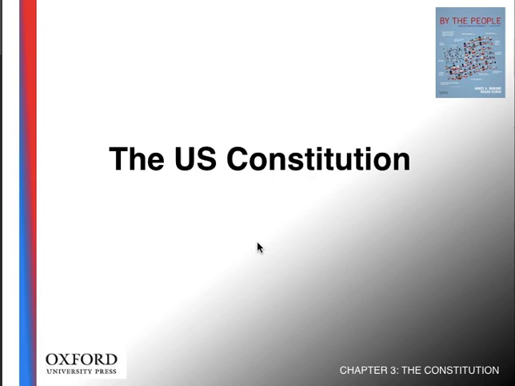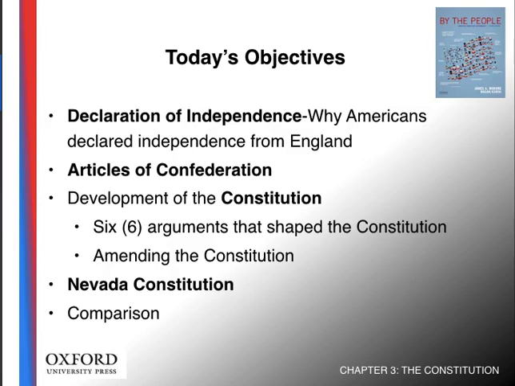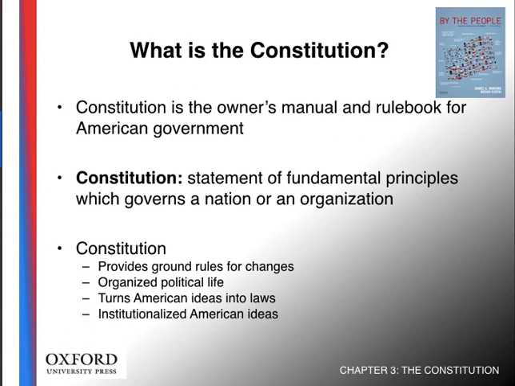And also, hopefully, if you haven't, you can pause and get out the back of your book where the Constitution is. And when we get to the part of going through the Constitution, you might want to follow along in the Constitution. Okay, so today's objectives are to talk about three federal documents: the Declaration of Independence, Articles of Confederation, and the Constitution, as well as the arguments around the Constitution and the amending of the Constitution. And then at the end, we will talk about the Nevada Constitution and see how they compare to each other.